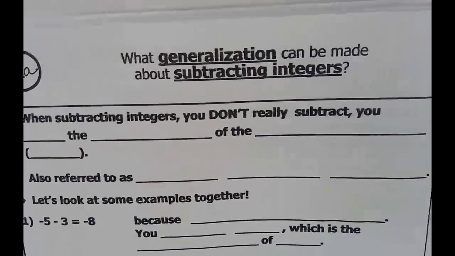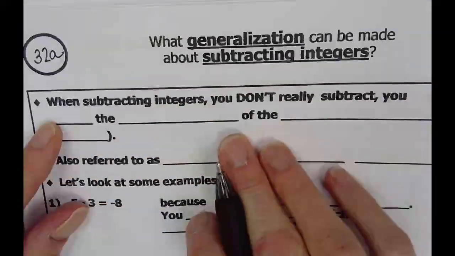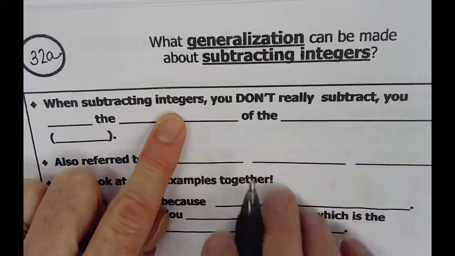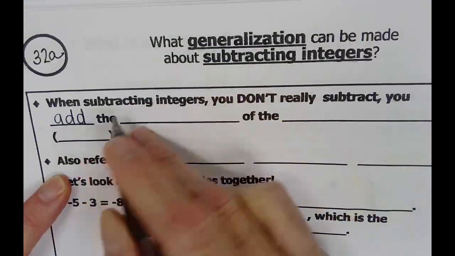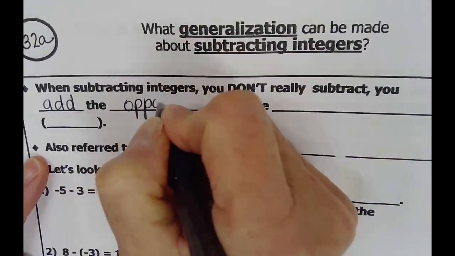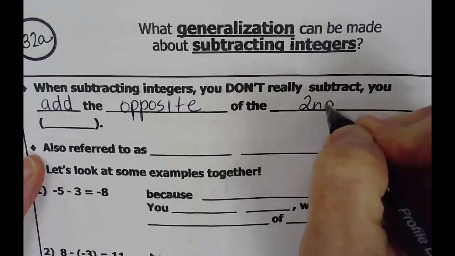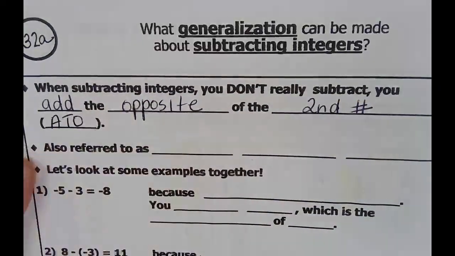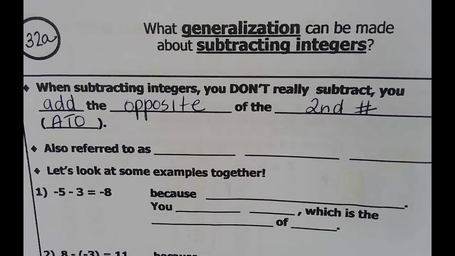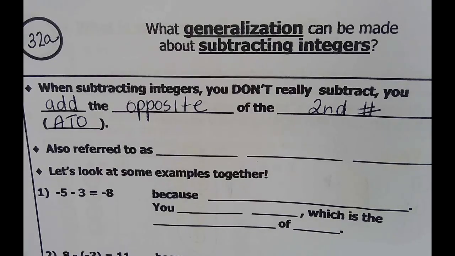When subtracting, so this is generalizations or rules that we're going to use with subtracting integers. When subtracting integers, you really don't subtract. You add the opposite of the second number. Okay? And we're going to put ATO. Add the opposite. That's what we did. Our first number didn't change. We changed subtraction to addition, and then we changed the second number to its opposite.